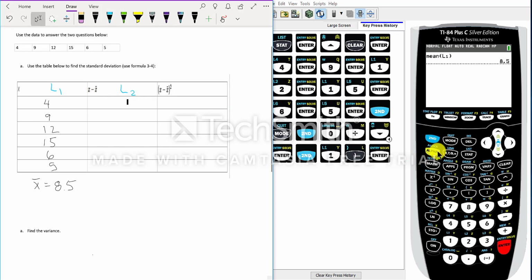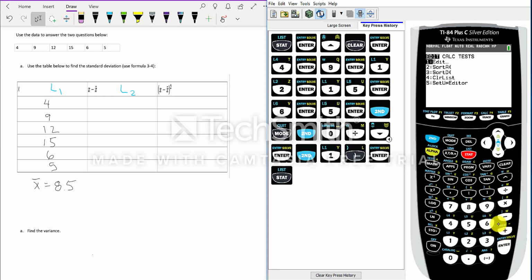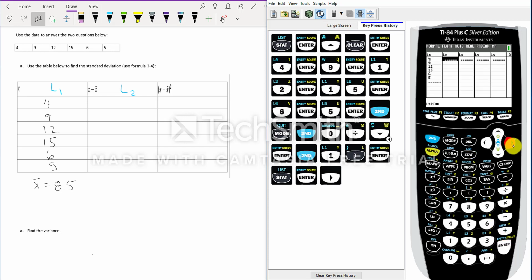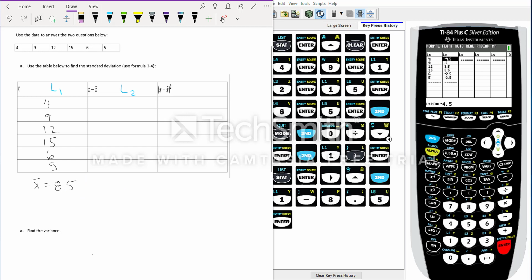We're going to go to Stat again, and hit Enter on Edit to go back to the table. Go to the right side, go up to L2, and we're going to take the x values minus the mean. The x values are under L1, so go to Second, go to the 1 to bring up the L1, minus the mean, which we found was equal to 8.5. So minus 8.5, and then hit Enter. You'll get negative 4.5, 0.5, 3.5, 6.5, negative 2.5, and negative 3.5.